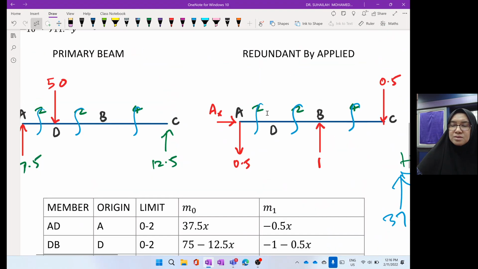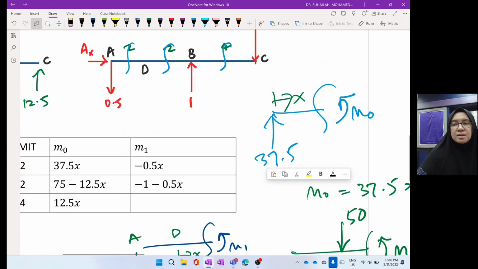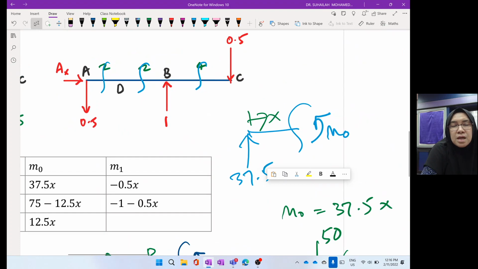Okay, and the last one. 0.5x or negative 0.5x? Negative.